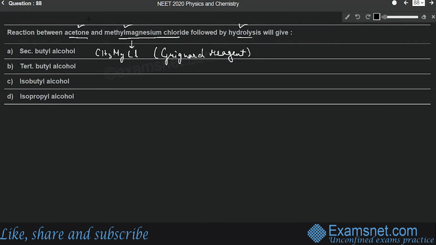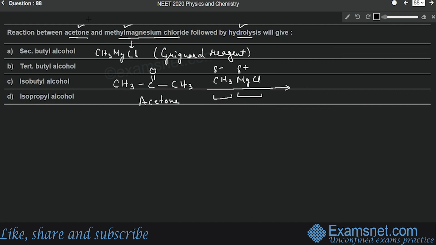So let's write the reaction here. First we have acetone, so CH3 C double bond O and one more CH3, this is acetone. Now it will react with Grignard reagent, that is CH3MgCl. Now we know that magnesium is more electropositive than the methyl group, than carbon. So this part will be positively charged, because magnesium will acquire a partial positive charge, whereas carbon will acquire a partial negative charge. So the methyl group will be the negative part of the Grignard reagent.